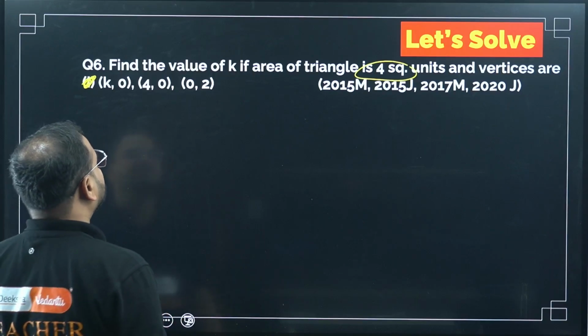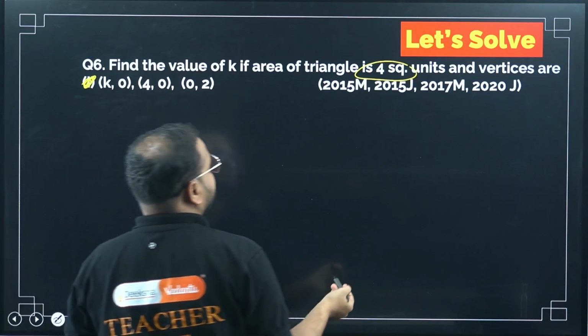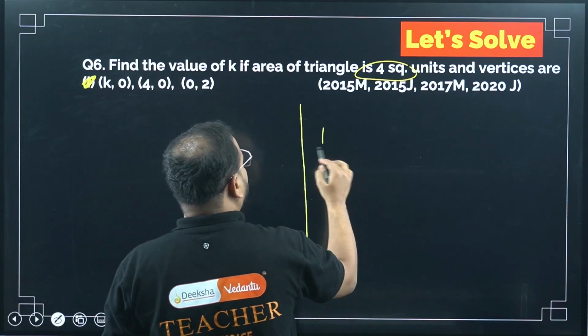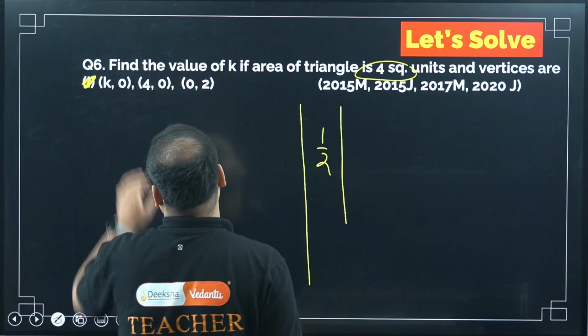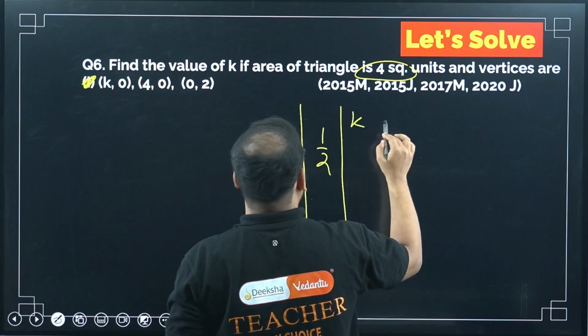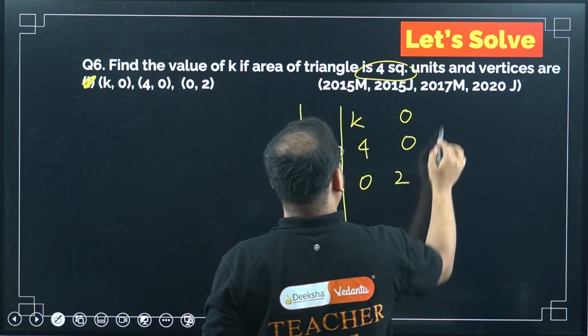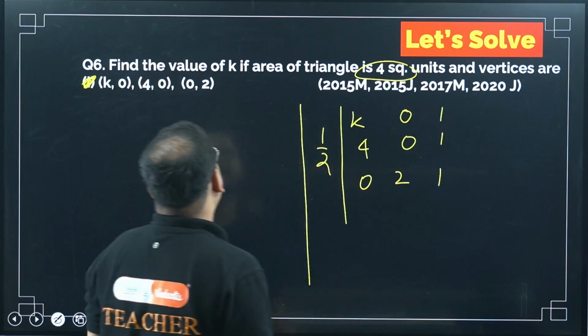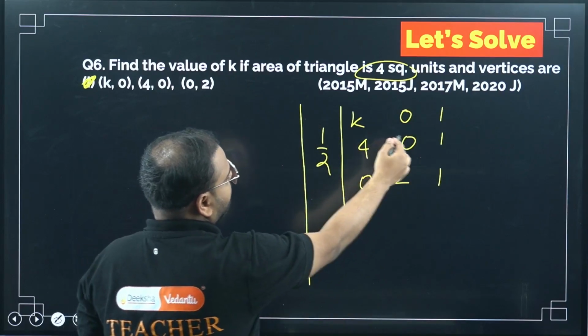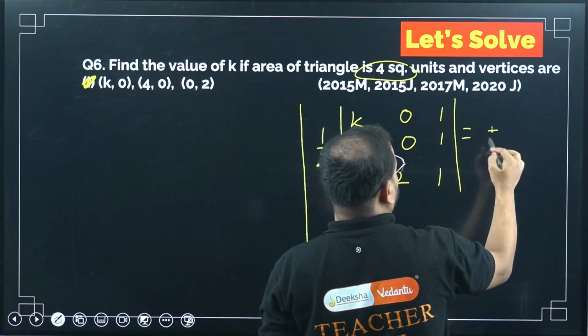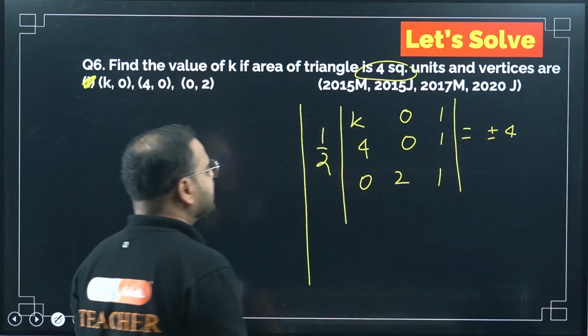How will I solve it? Please tell me. Same way, sir. Exact same approach. I'll take 1 by 2 times of, write the matrix: K, 0, 1; 4, 0, 1; 0, 2, 1. Again, same thing, we can expand across this element. It is equal to plus minus 4, both possibilities are there.